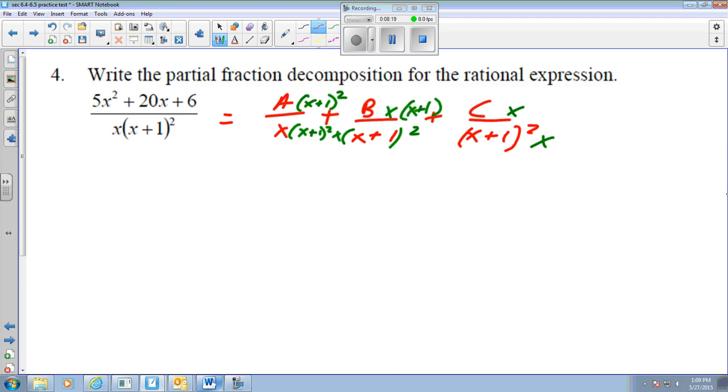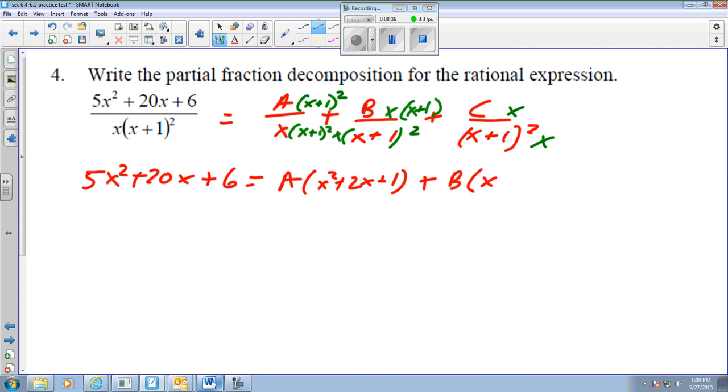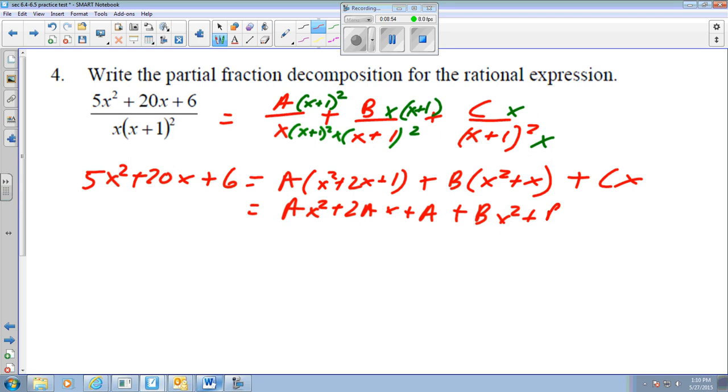Now that we have them written as a common denominator, we're going to write 5x squared plus 20x plus 6 is equal to a times the quantity of x squared plus 2x plus 1 plus b times the quantity of x squared plus x plus cx. Now we're going to write our equations. Let's distribute this out into ax squared plus 2ax plus a plus bx squared plus bx plus cx.